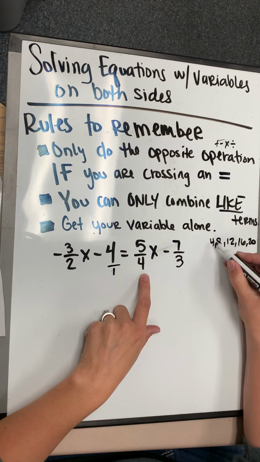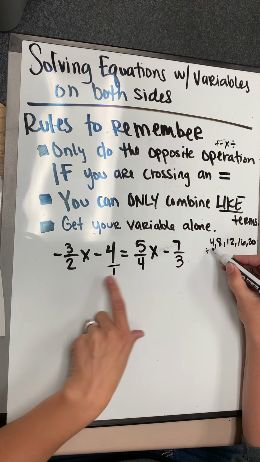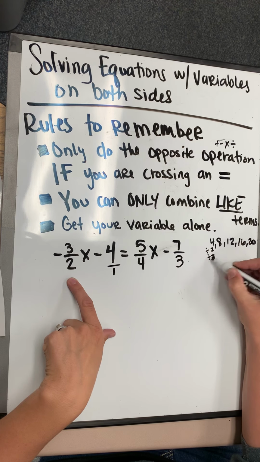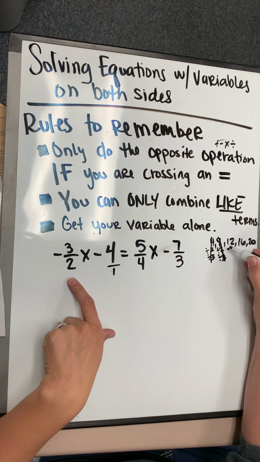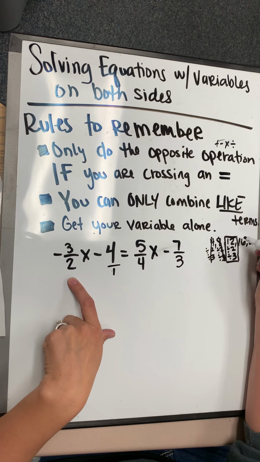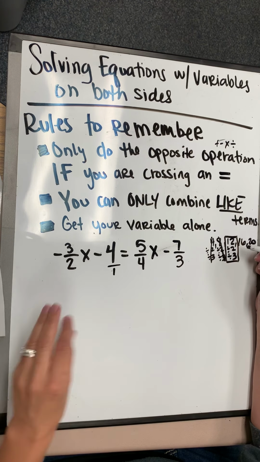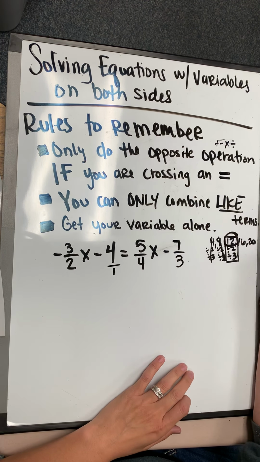And then you check. Okay, 4, that is divisible by 2. Is it divisible by 3? No. 8, divisible by 2. Is it divisible by 3? No. 12, divisible by 2. Is it divisible by 3? Yes. Once I find what all of them are divisible by, I know my least common multiple.